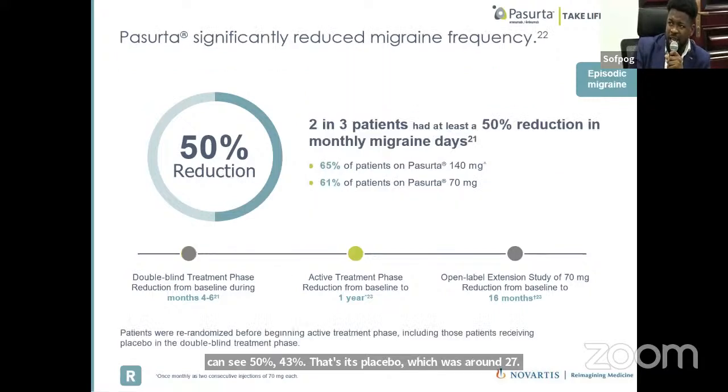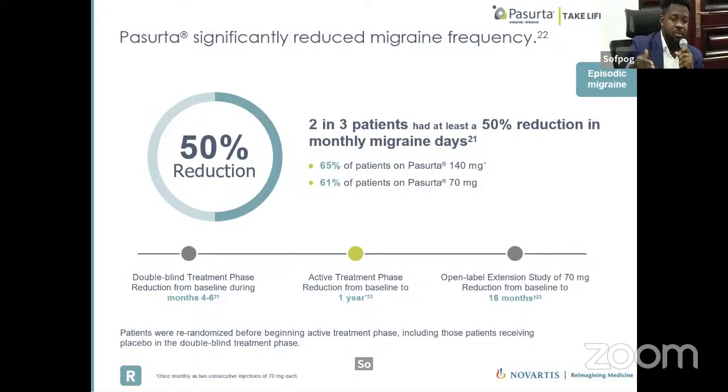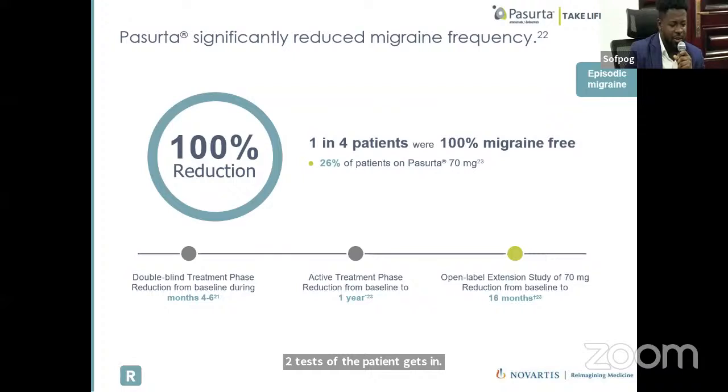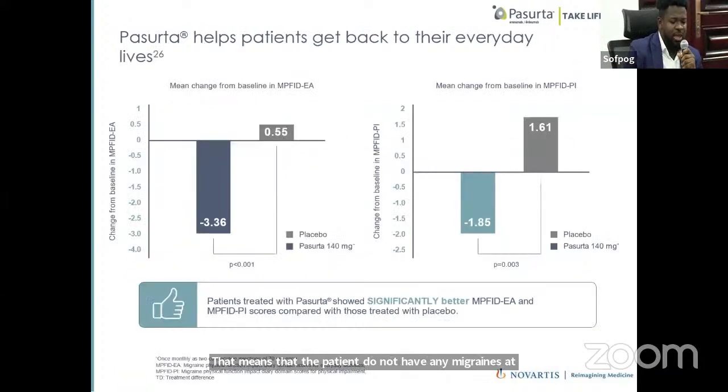Also, at 1 year, you can see that about 2/3 of the patients had a 50% reduction in their migraine days. So at 4 months, you are having about 43% of patients getting that. But after year 1, when the patient had taken Pasuta every month, about 2/3 of the patients get a 50% reduction in their monthly migraine days. Then also at 16 months, 25% of the patients have a 100% reduction in their migraine. That means the patient does not have any migraines at all. So that is the efficacy in patients with episodic migraine.